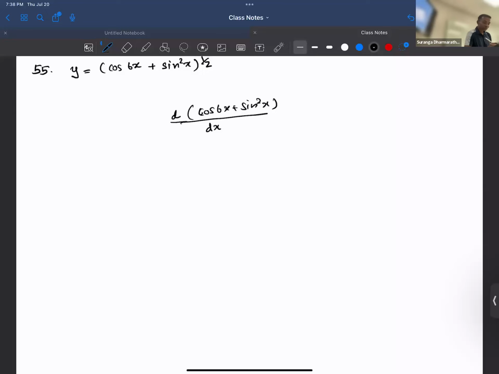You should write, because this is an operation. D over dx is an operation. This is not something that you can cancel to something. Okay? D over dx is the operator. So keep that just like this, always. They go together, okay?